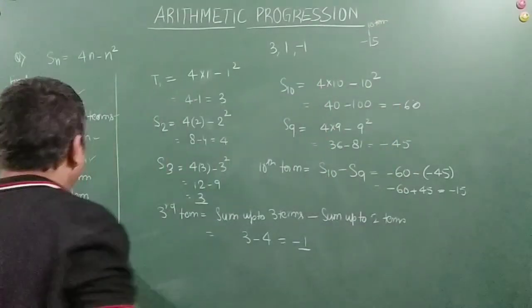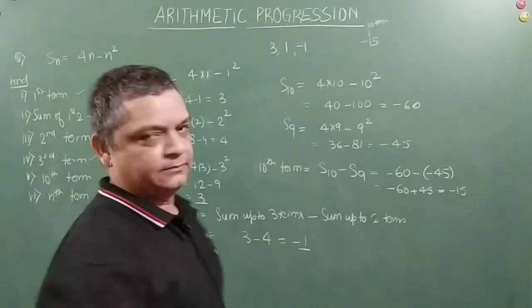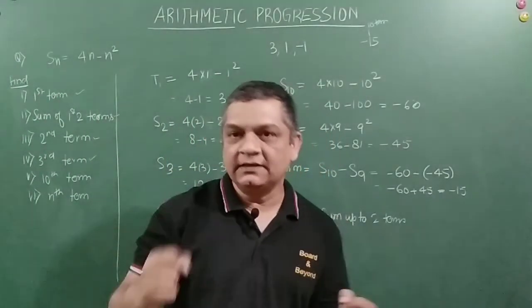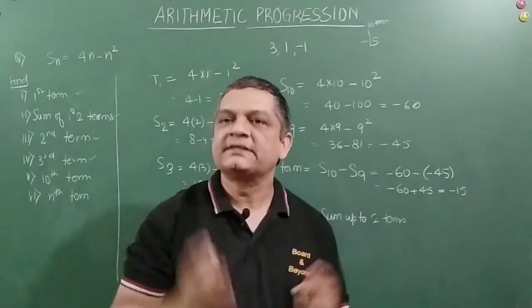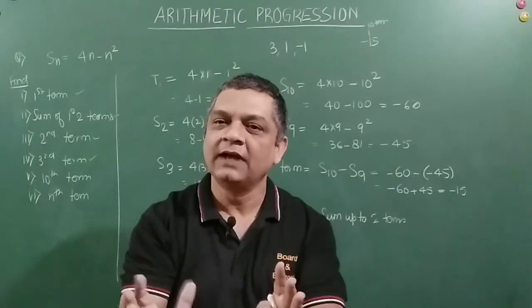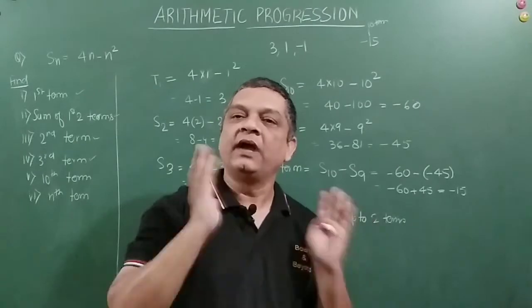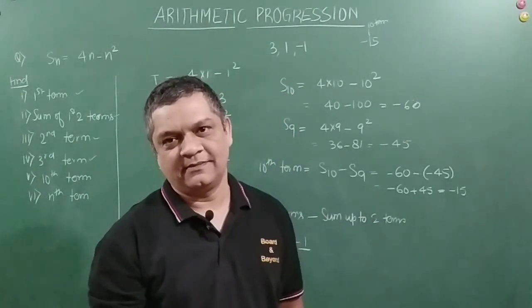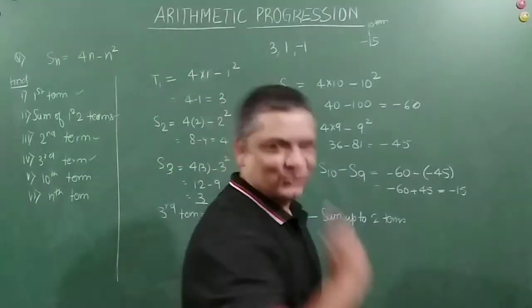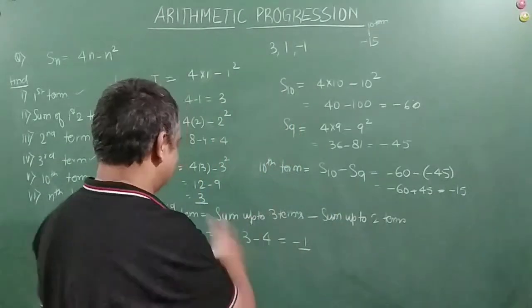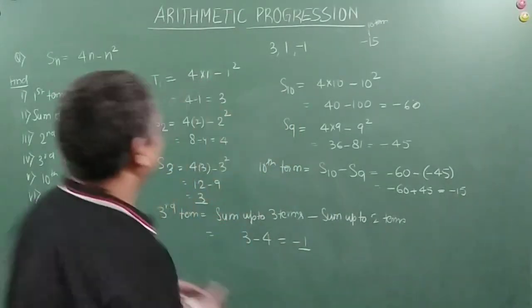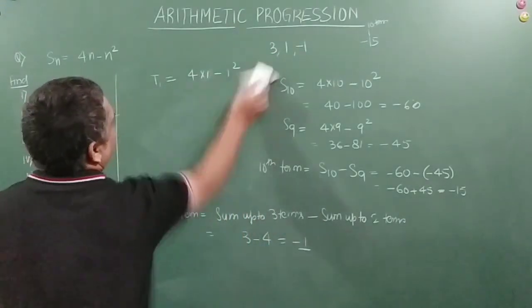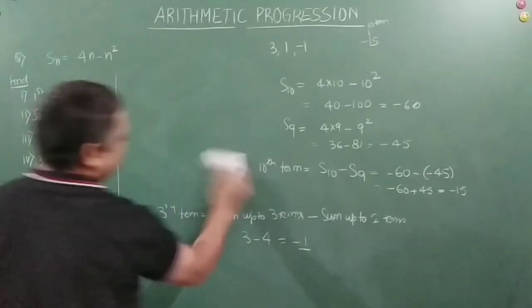Right. Now we need to find the nth term. Right, friends? So what will be the nth term? The nth term will be nothing but the sum up to n terms minus the sum up to n minus 1 terms. Okay. Let's do that also. Okay. So I'll just rub off something from the board. I hope the concepts are getting embedded in your mind. That is more important.